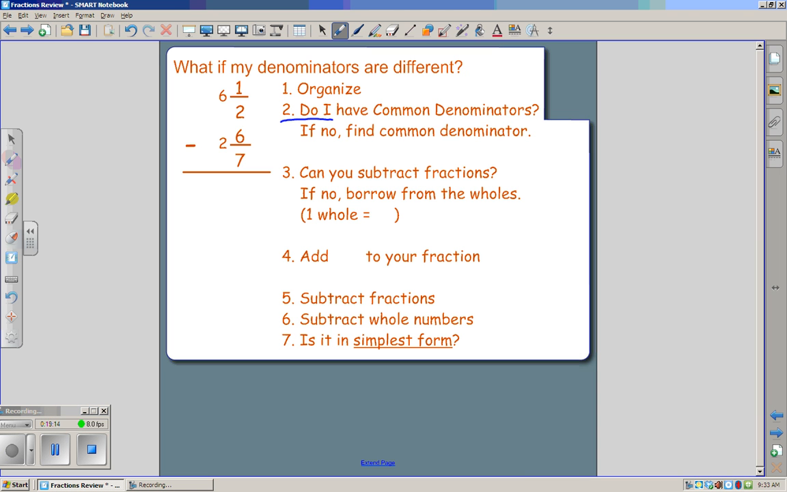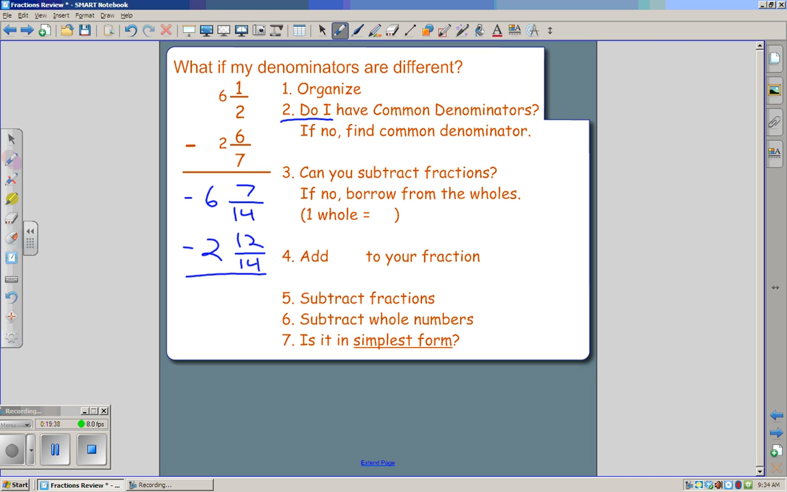I'm on step 2 now. So I have to find a common denominator. So my common denominator between 2 and 7 is 14. I got from 2 to 14 by multiplying by 7. I got from 7 to 14 by multiplying by 2. I have 7 minus 12, 6 and 7/14 minus 2 and 12/14.